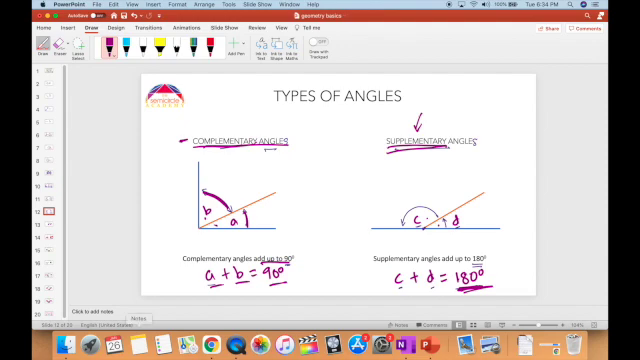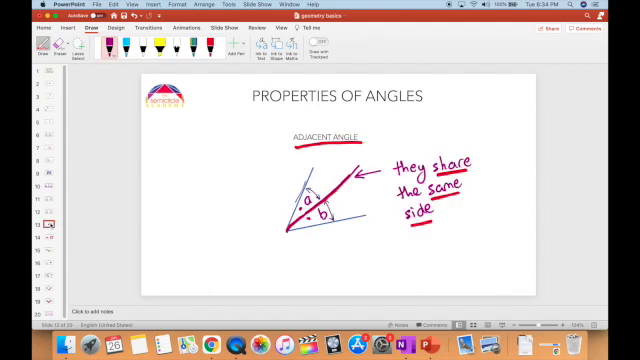Please slow me down or stop me if you think I'm going too fast. Things are about to get heavy, right? We're talking about adjacent angles, and an adjacent angle is just two angles that share the same side. So you see this side here, right? So the two of these, angle A have this side and angle B have the same side. So the two of them sharing the same side, they are adjacent angles.